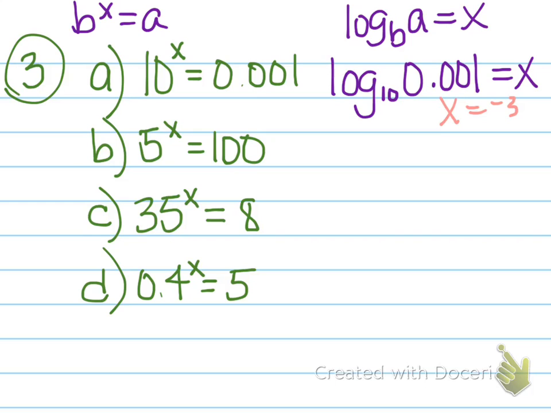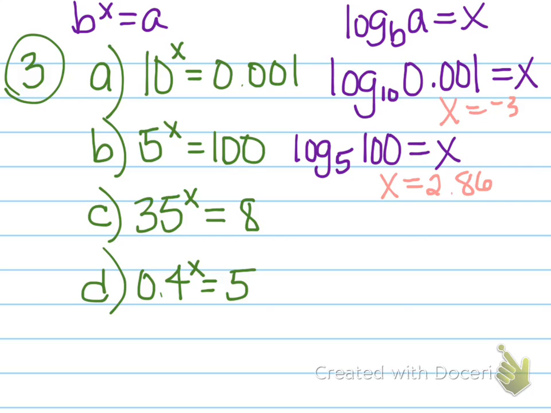For B, this would be log base 5 of 100 equals x, and then I would use the calculator to solve, and I would get that x equals 2.8614.